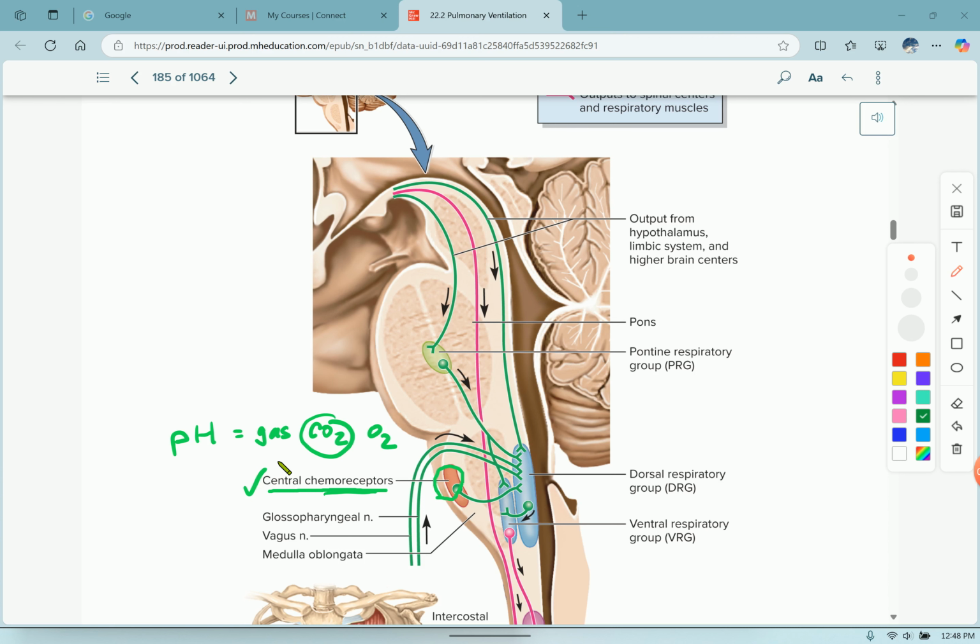Okay, going back to what we said earlier, the brainstem, the pons, is going to be responsible for the rate of the breathing, and the medulla is going to be responsible more for the rhythm.